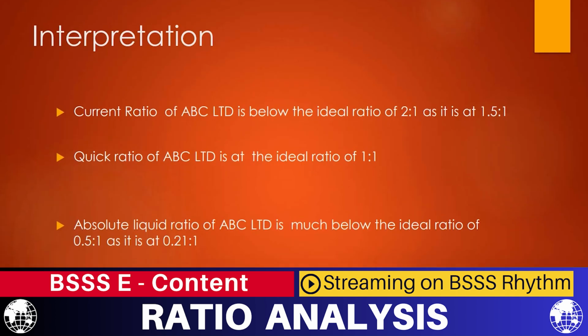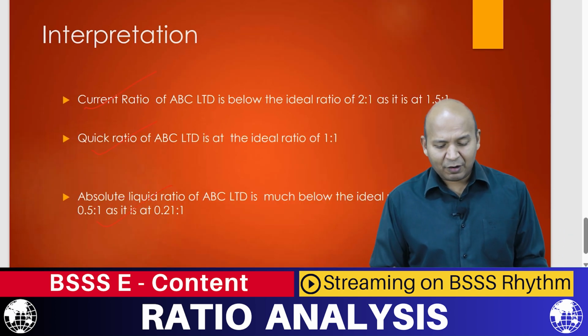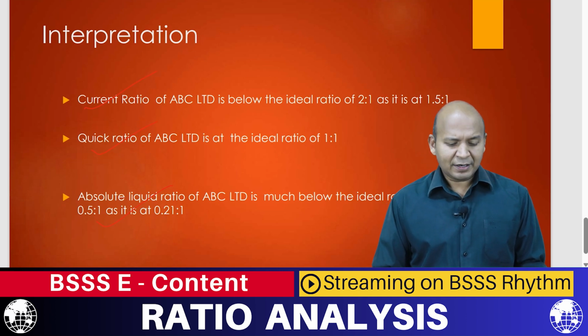Both analysis and interpretation are complementary to each other. So, this is the interpretation done. The current ratio of ABC Limited is below the ideal ratio of 2:1 as it is at 1.5:1. The quick ratio of ABC Limited is equal to the ideal ratio, that is 1:1. Absolute liquid ratio of ABC Limited is much below the ideal ratio of 0.5:1. It is coming 0.21:1.